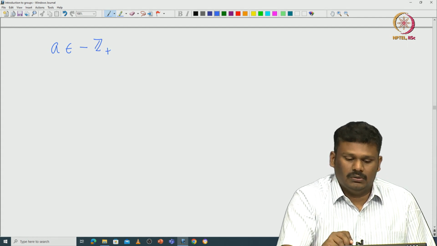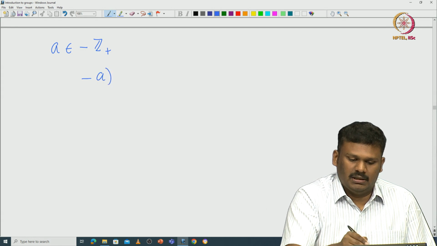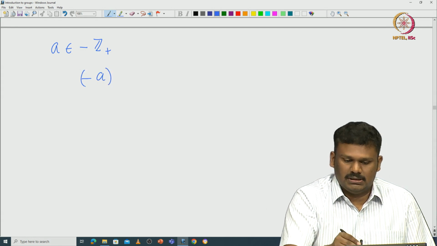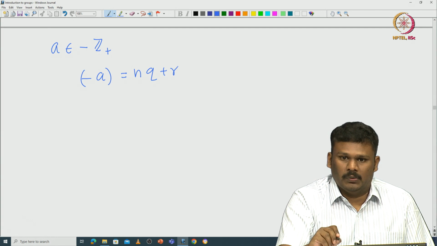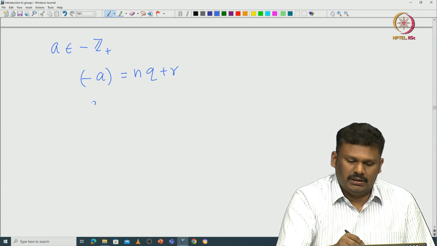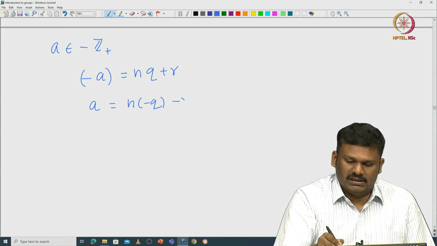In case A is inside minus G plus, what can we do? We can just take minus A, which is in G plus. Then I can apply the division algorithm and get n q plus R from the earlier argument. Then you can see that A will become n times minus q minus R.